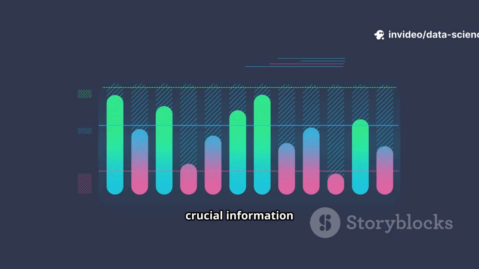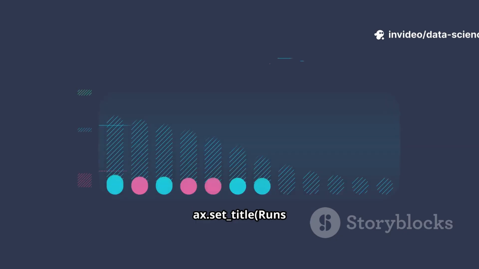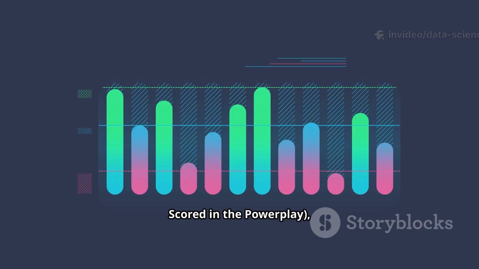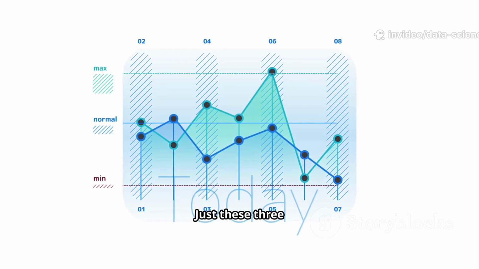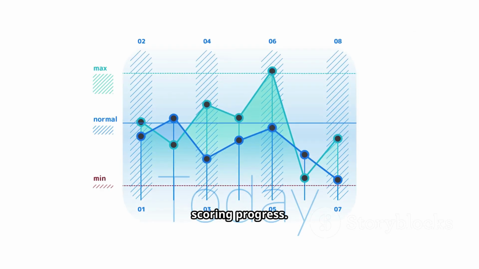We can add this crucial information using a few simple methods on our ax object. ax.set_title("Runs scored in the power play"). ax.set_xlabel("Over number"). ax.set_ylabel("Total runs scored"). Just these 3 lines of code transform our ambiguous line into a clear, self-explanatory story about a team's scoring progress. It's like adding commentary to the visuals. It guides the viewer and ensures there is no room for misinterpretation.